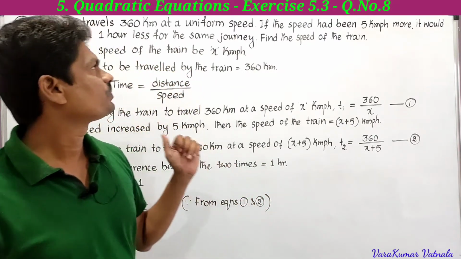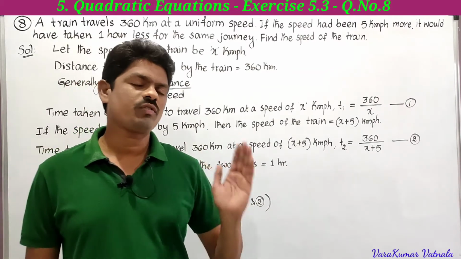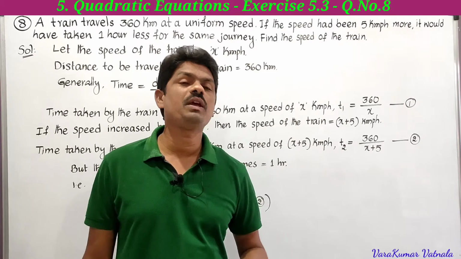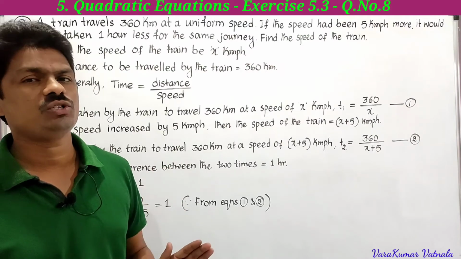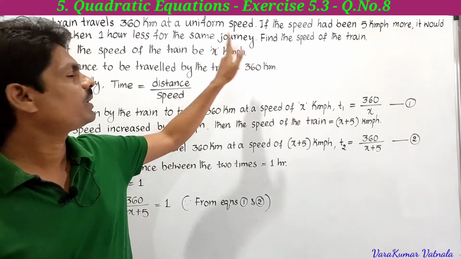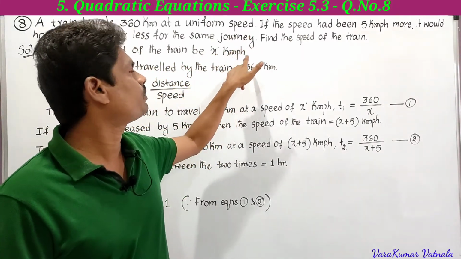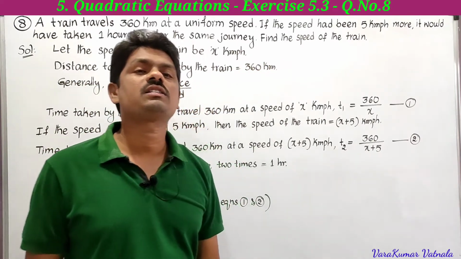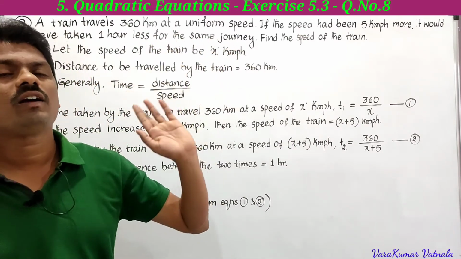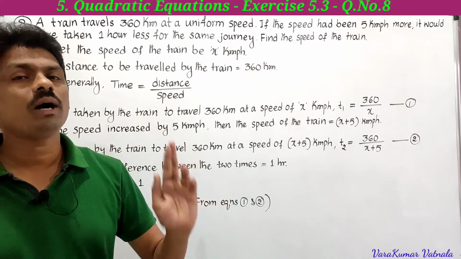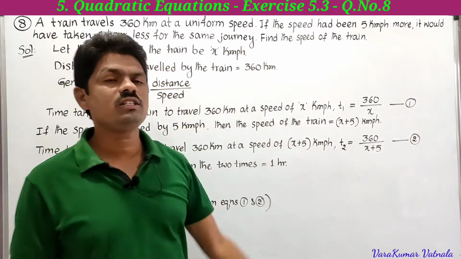So see here, the train has to travel 360 kilometers at a uniform speed, but we don't know the speed of the train here. So first, let the speed of the train be x kmph. Kmph means kilometer per hour. So it travels x kilometers per 1 hour. Here the distance to be traveled by the train is 360 kilometers.